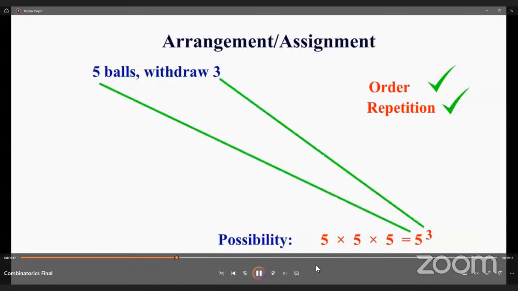Okay. So in general, these 5 correspond to the 5 balls. And this 3 corresponds to the number of withdrawals.